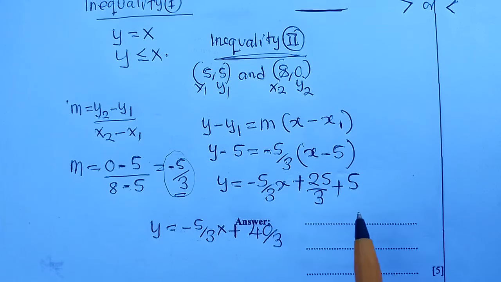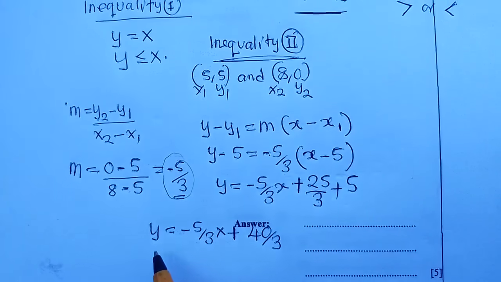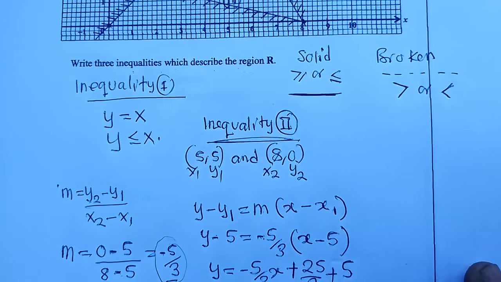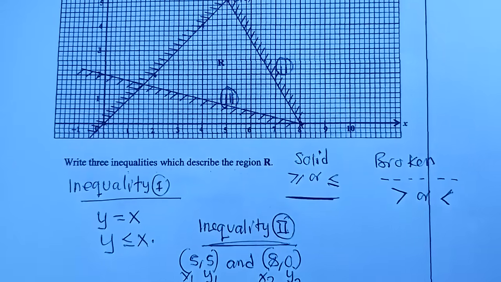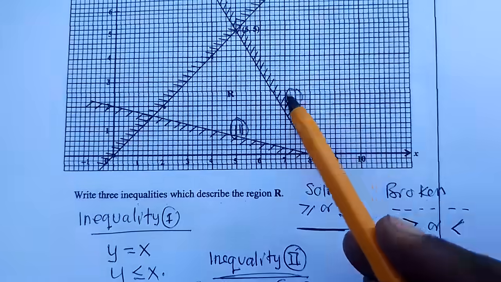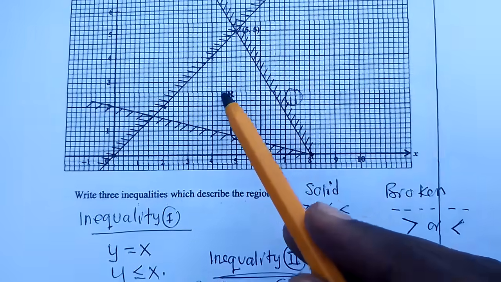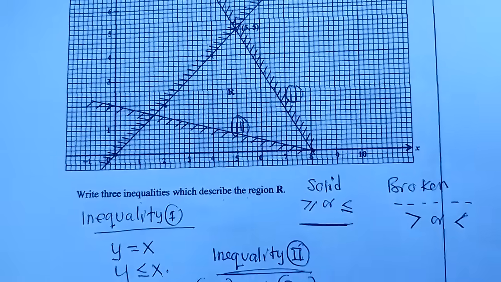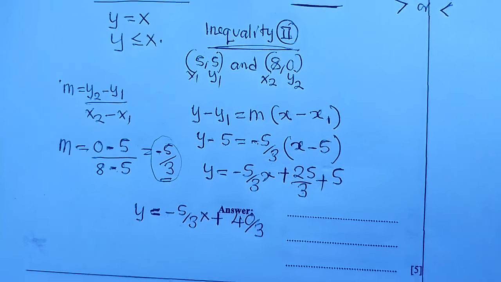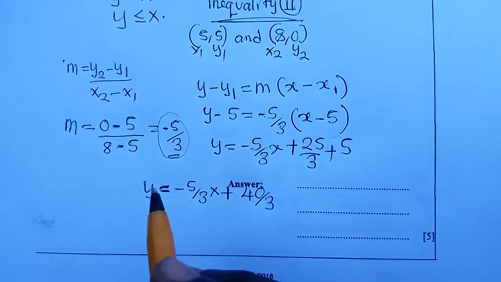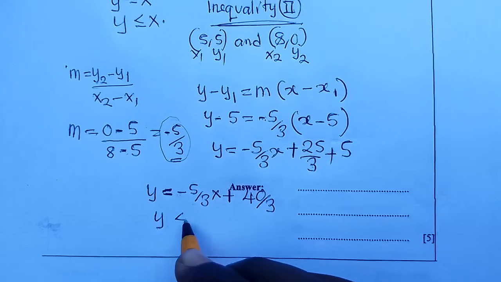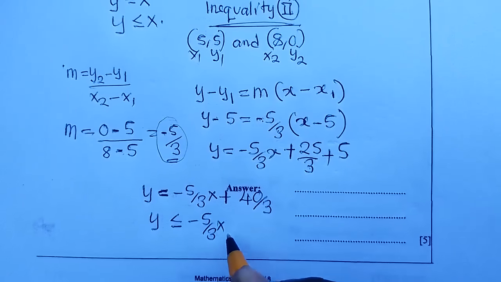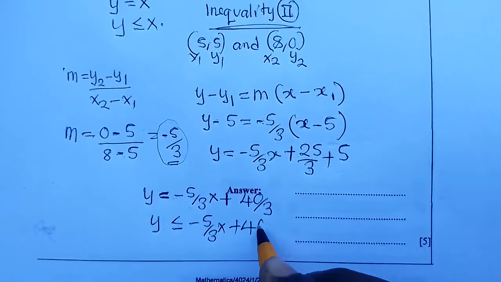So from here now, you check, okay, this is the boundary equation. Which part have they shaded? They have shaded the lower part here, so you get the less part. It is a solid line, so less than or equal to. So it is y less than or equal to negative 5 over 3x plus 40 over 3.